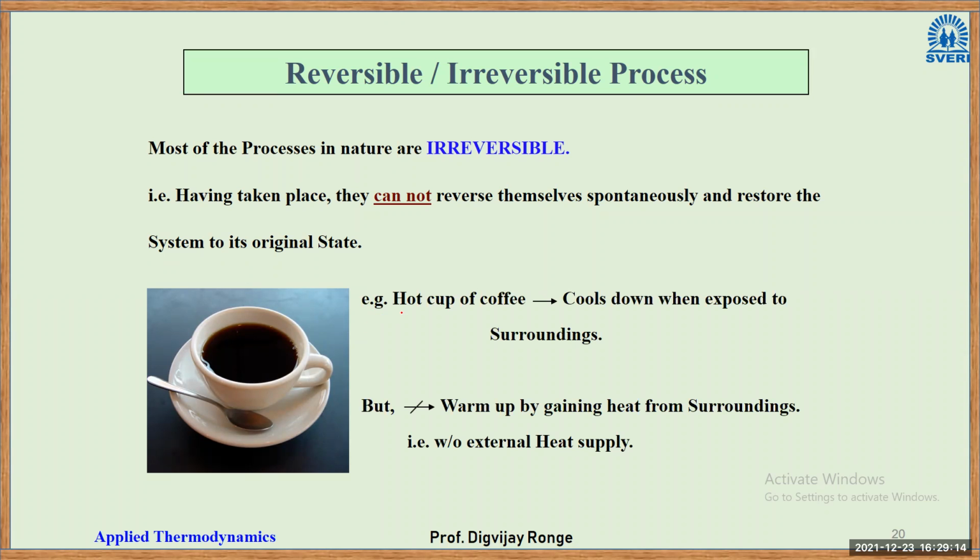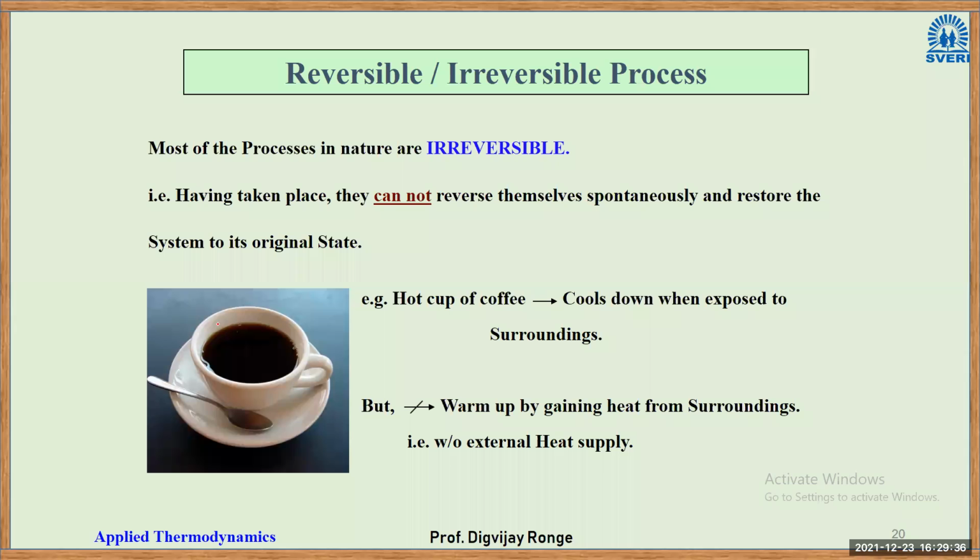So the example here is given as: a hot cup of coffee cools down when exposed to the surroundings. So that is an irreversible process. Meaning, if you keep hot tea for a little while, what will happen? After some time it will become cold. What is happening in that case? In that case, heat transfer takes place from the hot cup of tea to the surroundings. But warming up by gaining the heat from the surroundings is not possible.